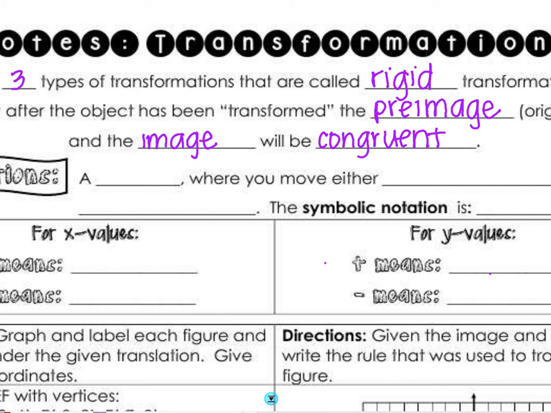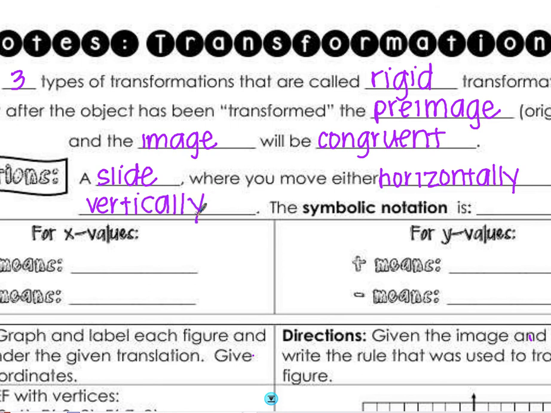So when we're doing a translation, we talked about it before, a translation is actually just a slide. Okay? Or you're going to push it somewhere. Okay, so you're either going to move horizontally, or you're going to move vertically. Now you can also do both at the same time, which, as you'll see next, the symbolic notation for that looks like this. So you take your x-coordinate and you either add or subtract a number, and then you take your y-coordinate and you either add or subtract a number.